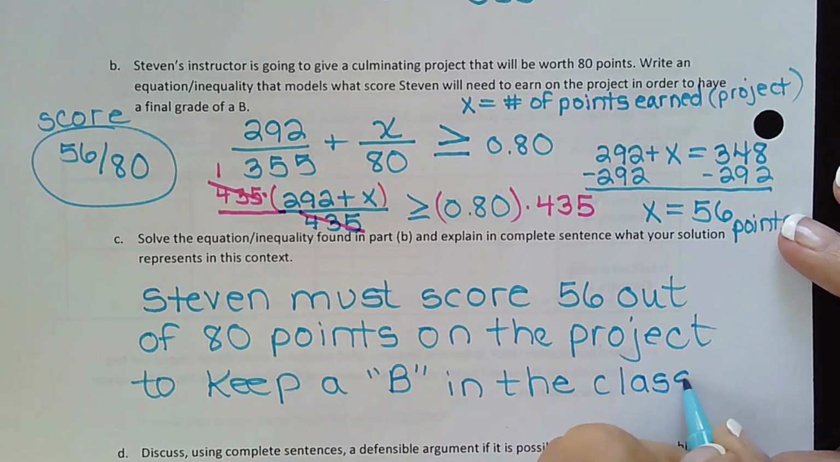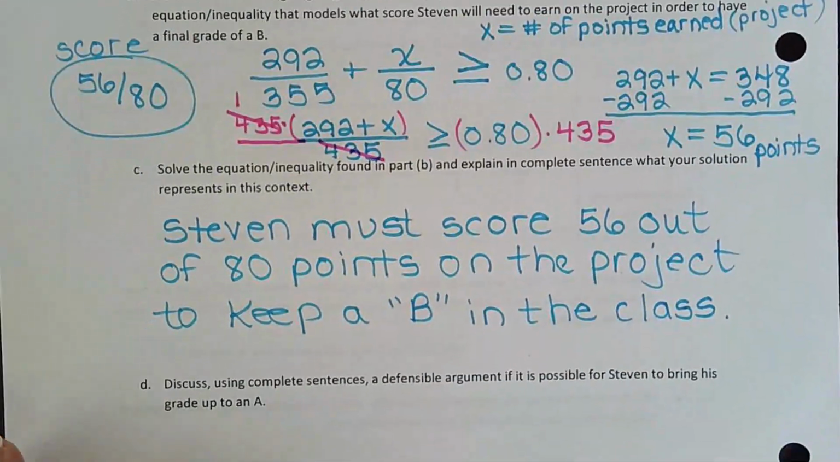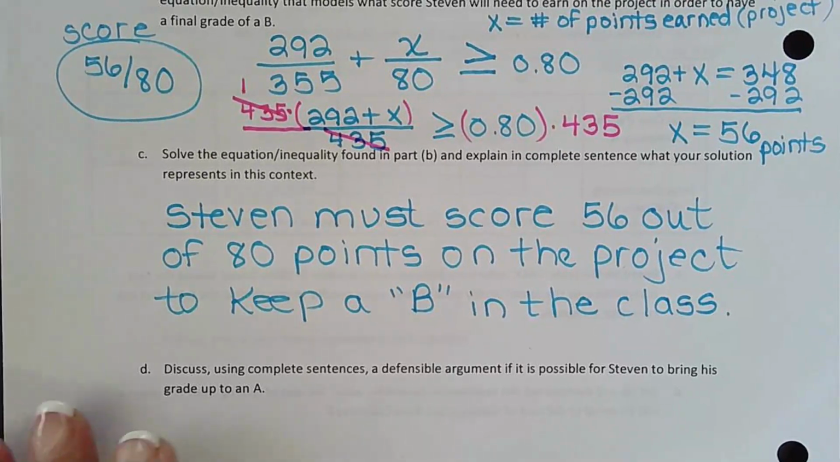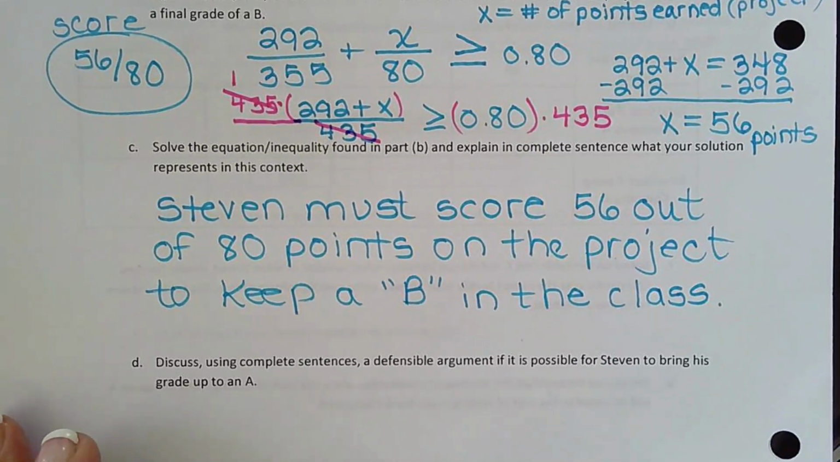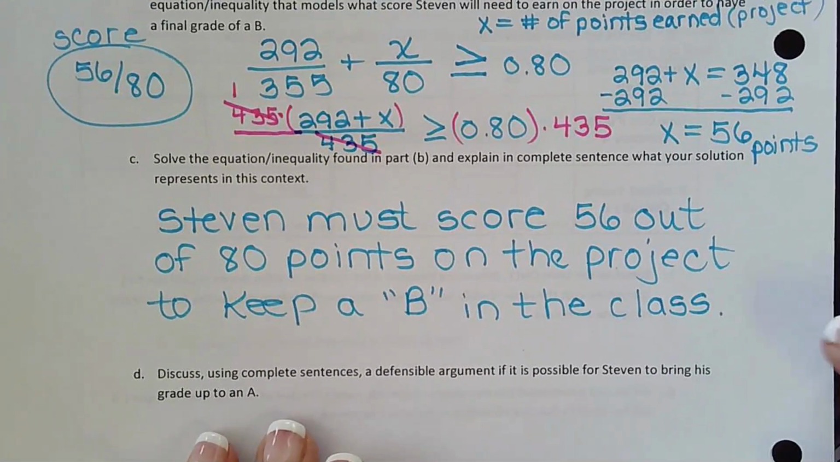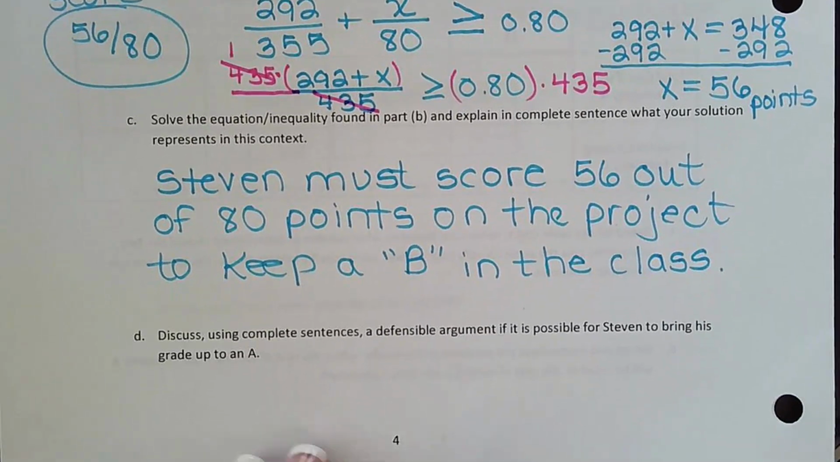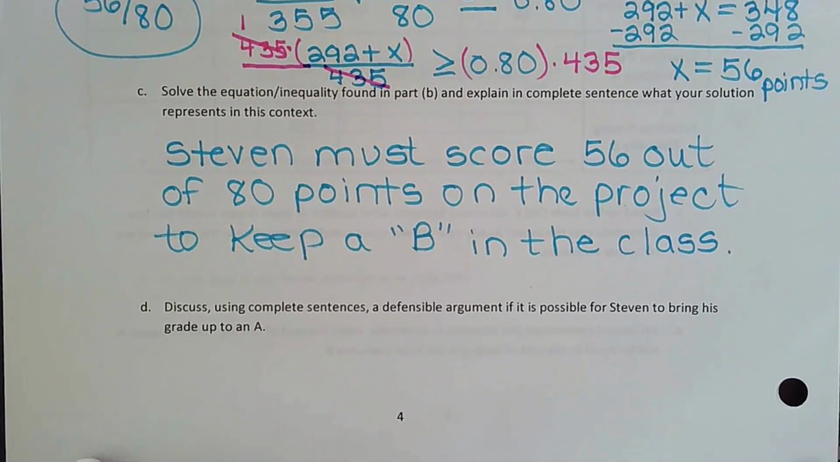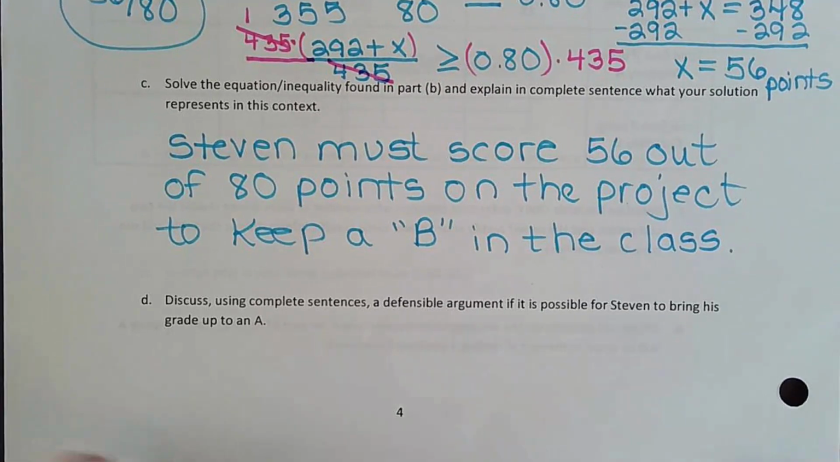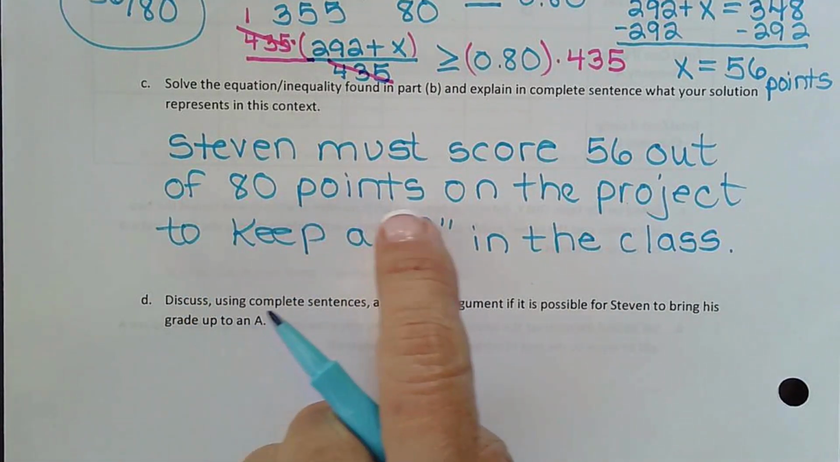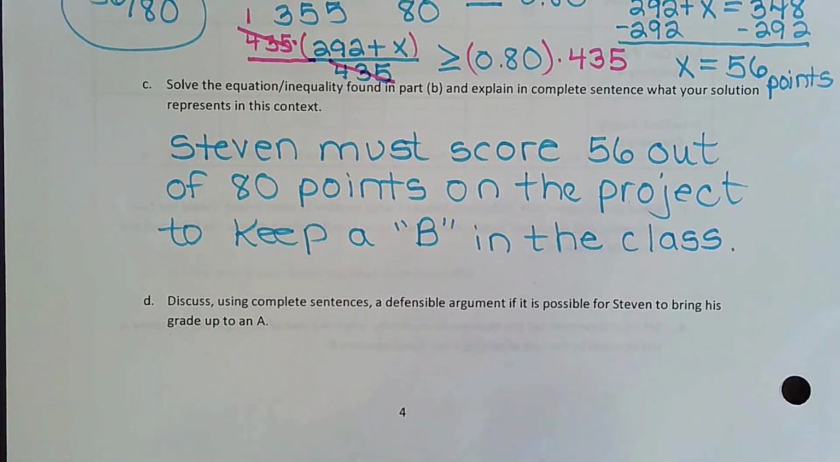And you'll see a lot of teachers require full sentences. That's why we started early in the pre-algebra class that you're in, so that you're used to it and understand it and realize that you can't just solve a word problem and circle the answer and have no idea what it is you found. So this is great practice because all your upper level teachers will have you write full sentences. So Stephen must score 56 out of 80 points on the project to keep a B in the class.